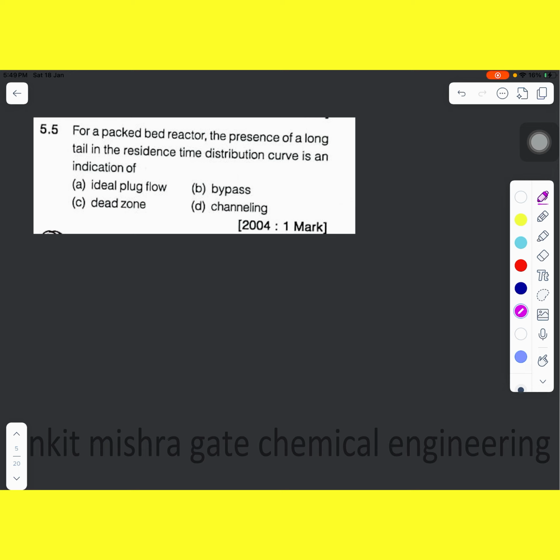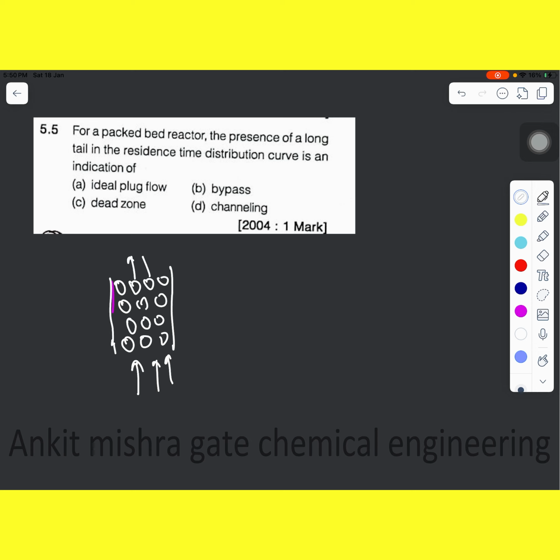The next question says that for a packed bed reactor, the presence of a long tail in the residence time distribution curve is an indication of what. Whenever we talk about residence time distribution for a packed bed reactor, the packing material will be looking like this. If any reactant is entering this reactor, it will come out of the reactor. Due to this kind of packing, sometimes the packing materials inside the reactor get stuck in this particular zone, and this forms a dead zone kind of thing.